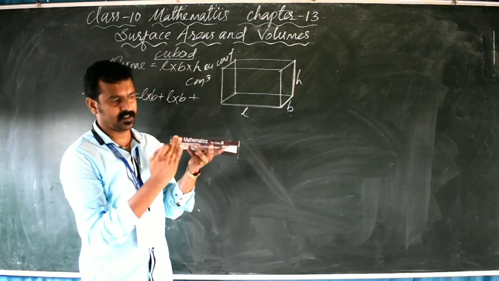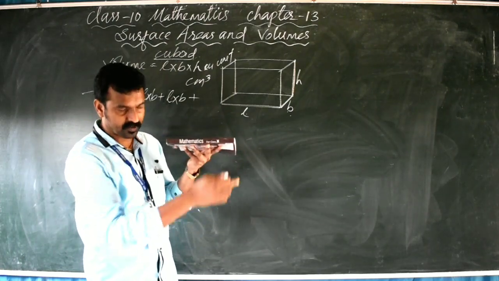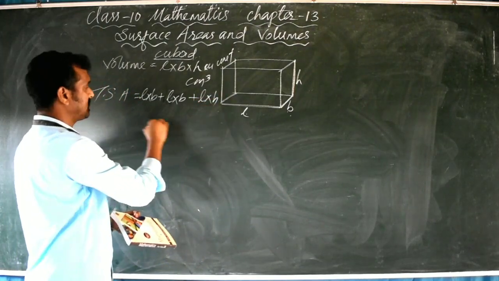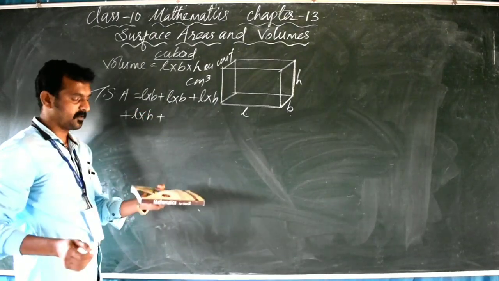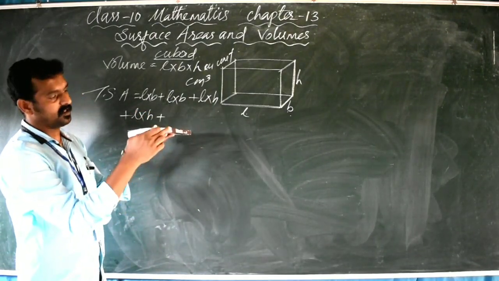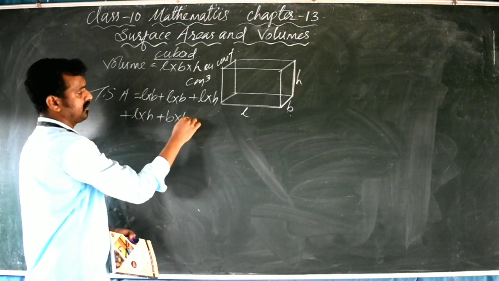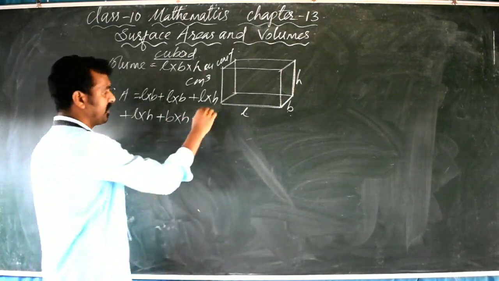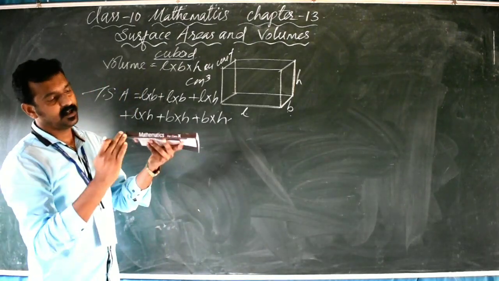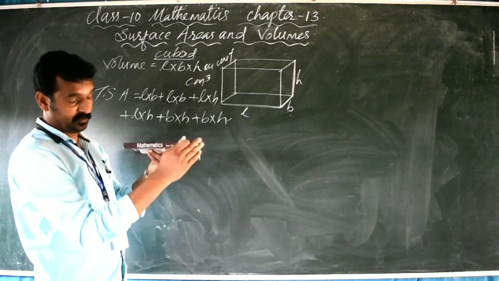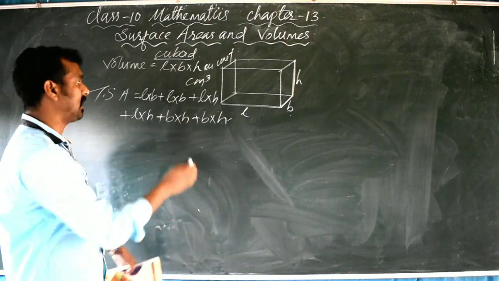Now this face, what is the area of this face? This one is the length and this is the height, so the area will be length into height, L into h, plus the side that is the same, length into height. Then this side: this is the breadth b and this is the height, so b into h, plus this side also the same, b into h. So downside and upside are length into breadth, the front and back are length into height, and the two sides are breadth into height. That is the total surface area.